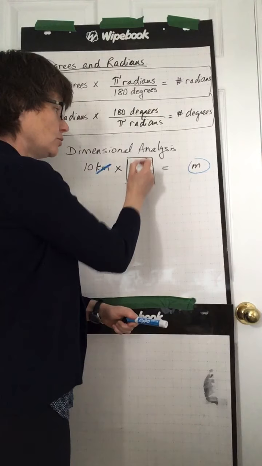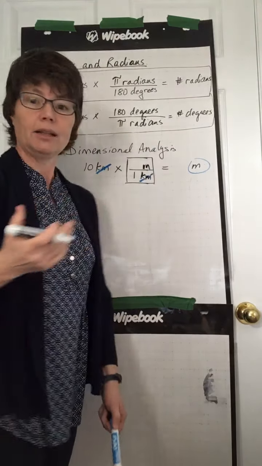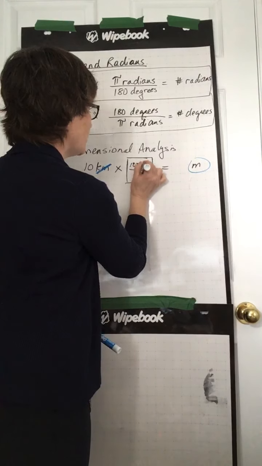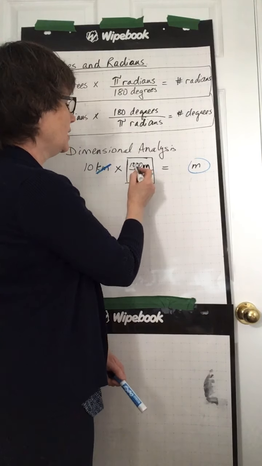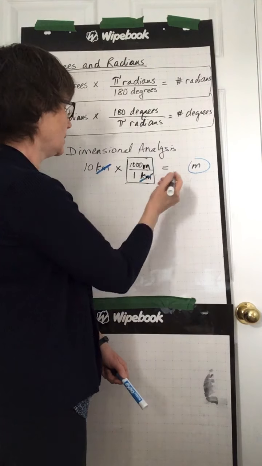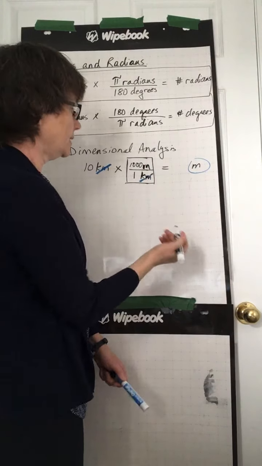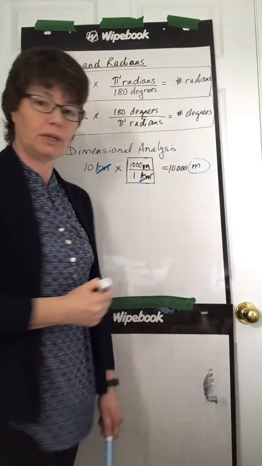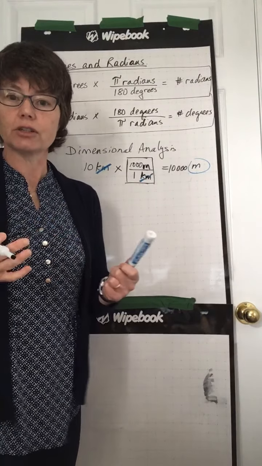Now these two things must be equal, so the easiest thing to say is make the larger one 1. So 1 kilometer is 1,000 meters. We're multiplying 10 kilometers by 1,000 meters over 1 kilometer, and that will equal how many meters we have. In this case, 10 times 1,000 divided by 1, so we have 10,000 meters. That's exactly what we're doing when we're converting radians to degrees or degrees to radians.